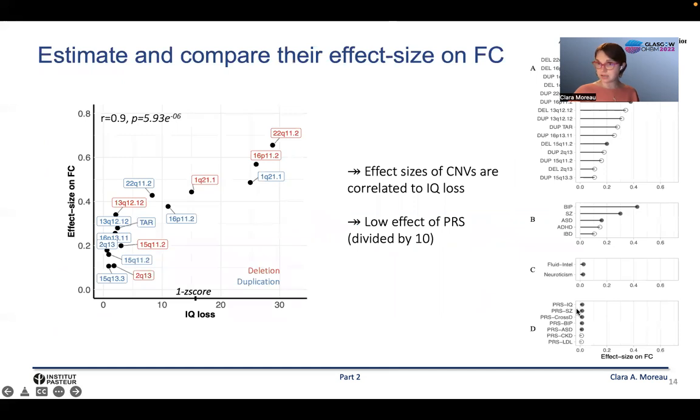We first quantified their impact on connectivity and compared it. We showed a medium to large effect of psychiatric CNVs, and a really tiny effect, almost no effect, of polygenic risk score. We attempted to correlate the effect of genetic risk on connectivity with the number of IQ points lost, as reported in the clinic, and we found a good correlation between them. But we didn't find any strong effect of PRS. It was still significant, but really tiny.